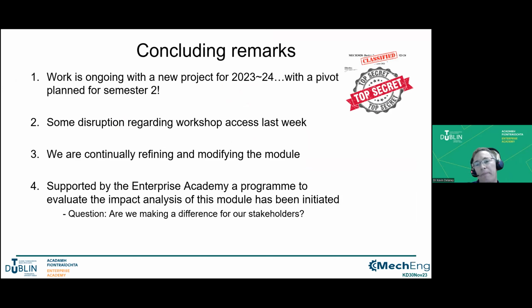And oh, it's terrible. My entire project is going to fall apart because I couldn't get access to a workshop for 20 minutes. Those types of things the students have to deal with, and their project management has to be able to accommodate such changes.